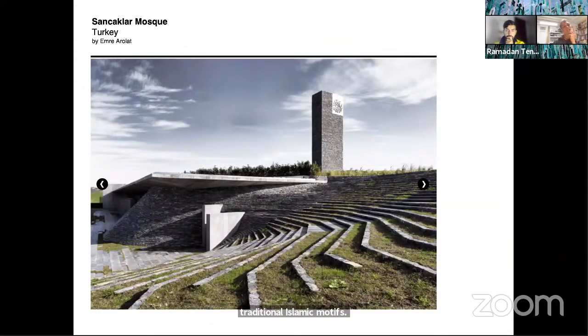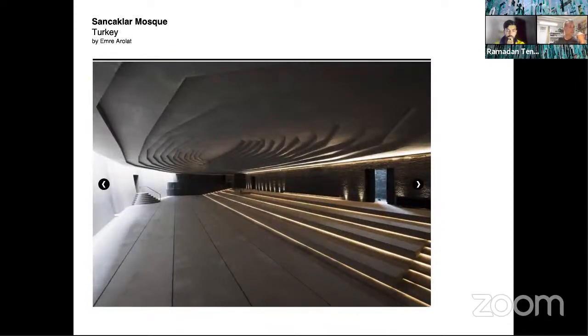And this one in Turkey, by Emre Aralat Architects, is built partly into the landscape. Again it's quite abstracted, quite modernist in its materials and in its treatment, the kind of spaces it's creating, the concrete materiality of it, and the light that comes down. So it's a distinctly, and not traditionally, Islamic space.